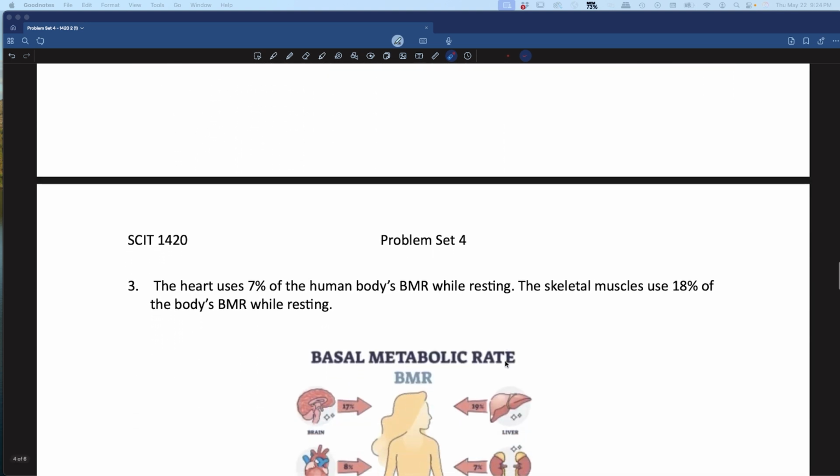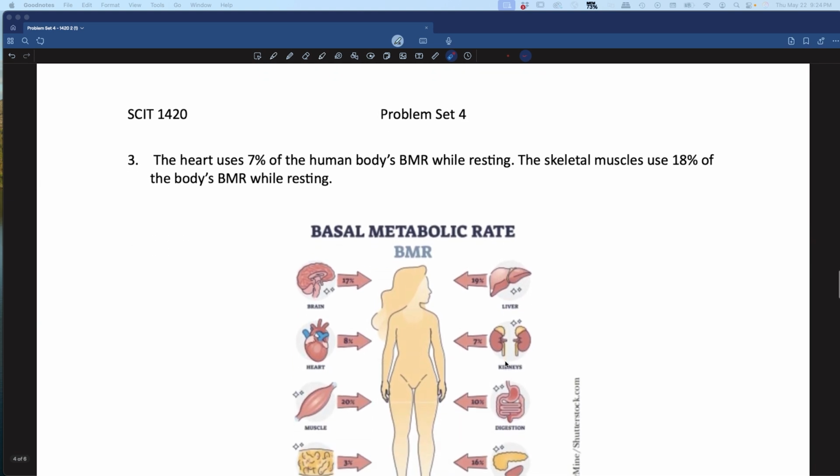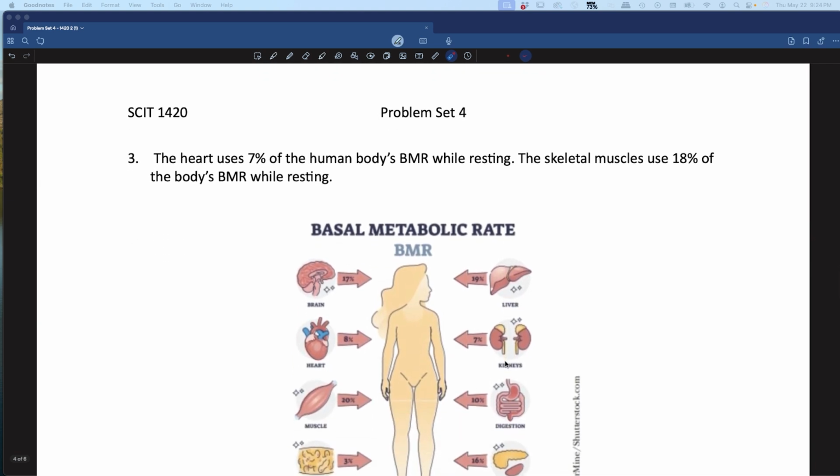All right, the third question. The heart uses 7% of the human body's basal metabolic rate while resting. Skeletal muscles use 18%. And the diagram shows you the percentage of energy that is being used by different parts of the human body even while you're resting.